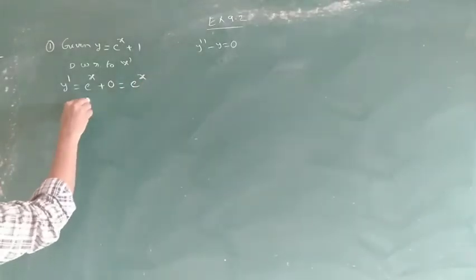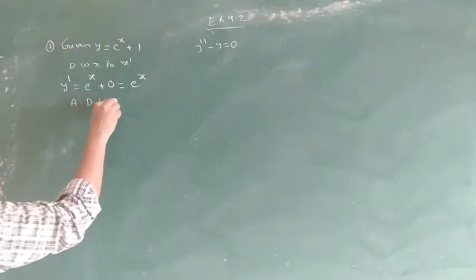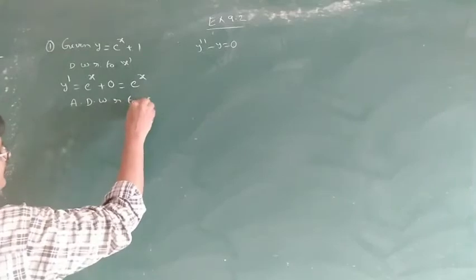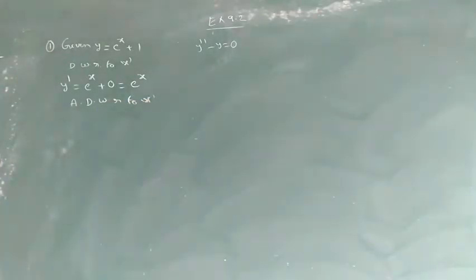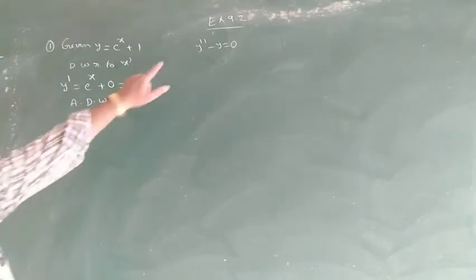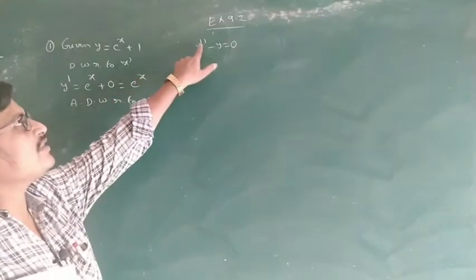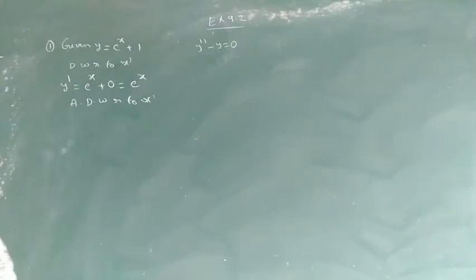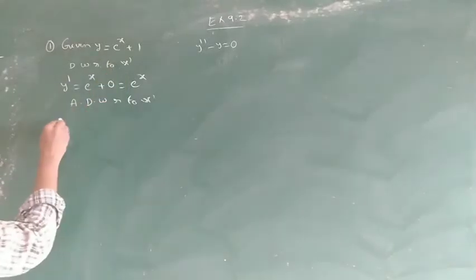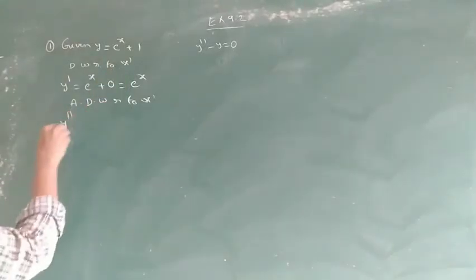So again, derivative with respect to x. Why do we need the second derivative? In this differential equation, the highest derivative is 2. Y double dash means second derivative. So first derivative y dash, then second derivative y double dash.